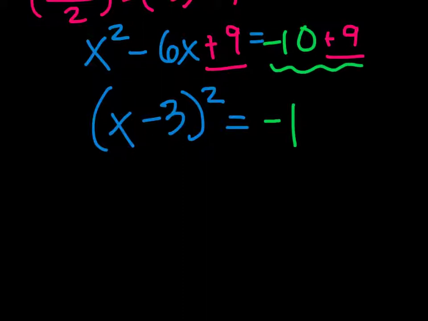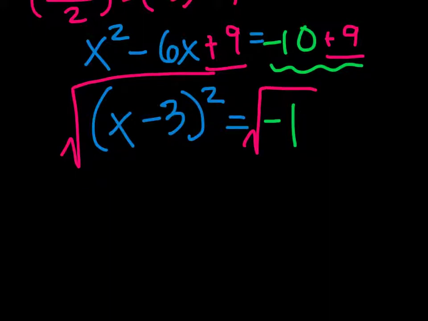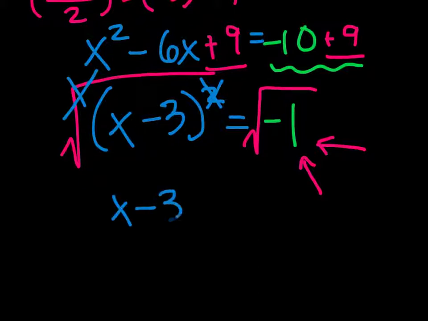And then we need to take the square root. I already see a problem. I hope you guys see a problem. I'm going to make it really obvious. That's a problem. So we have the squared and the square root cancel each other out. So we have x minus 3, and that is equal to positive or negative square root of negative 1.